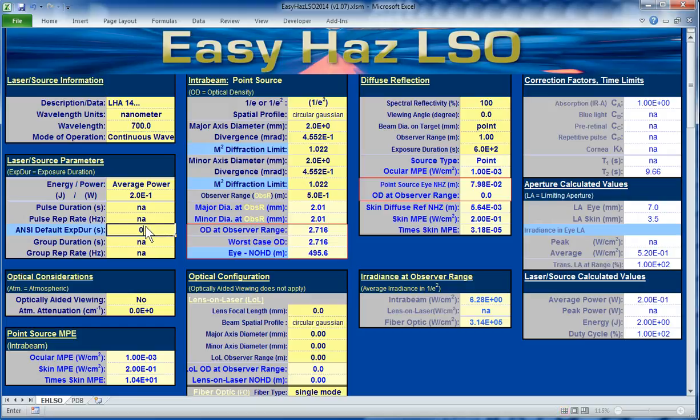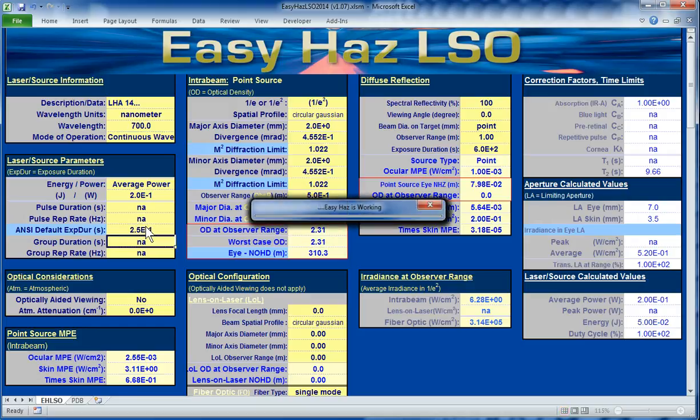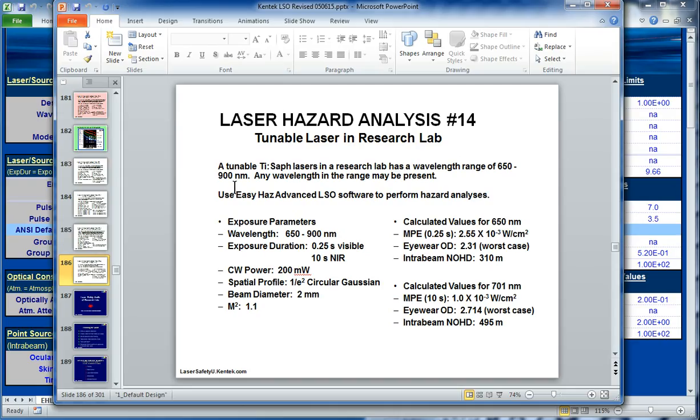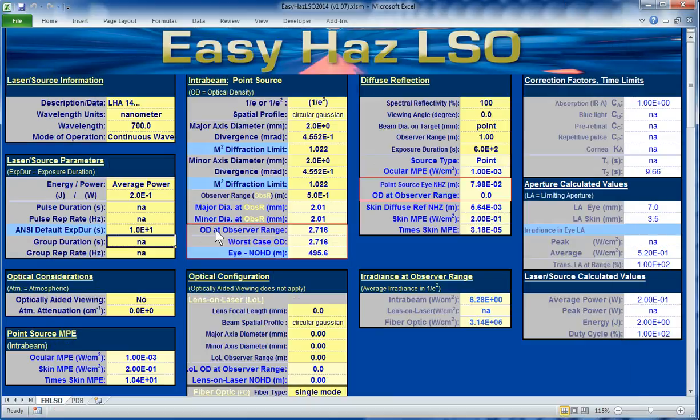What happens if we actually put this at 1/4 of a second? You'll see it's the same as what it would be for 699. So it's really the exposure duration that causes that OD to jump, and that's because 700 is in the near IR. Now, is this good enough from 700 to 900? Let me make sure I'm saying that. 700 to 900, yes.